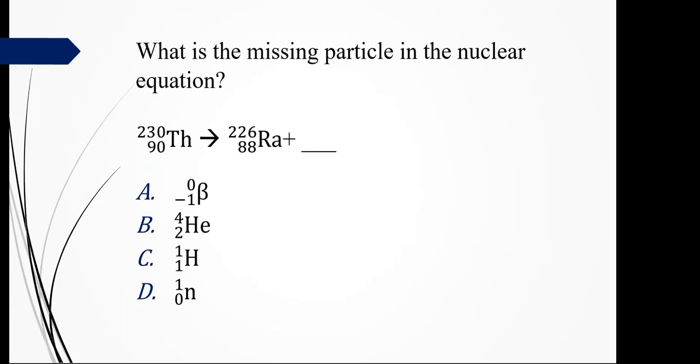So what you want to do is just make sure that you keep your mass numbers consistent. So this would have to be a 4 in order to balance our mass numbers. This would have to be a 2. And so from there, I know that that one has to be helium in order to keep that true.